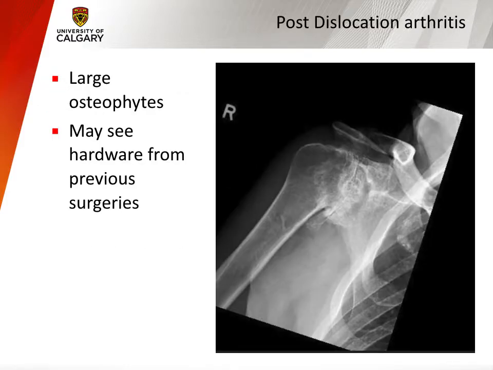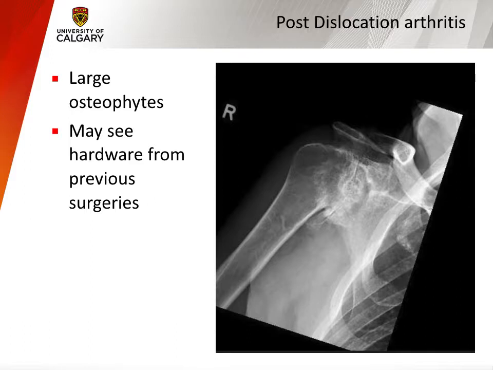Another one is post-dislocation arthritis. Typically these people have very large osteophytes. You can see the very large goat's beard osteophyte at the inferior border of the humeral head there, and you may also see previous pieces of hardware in their shoulder from stability surgeries.